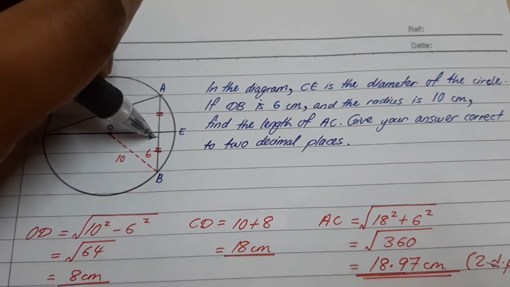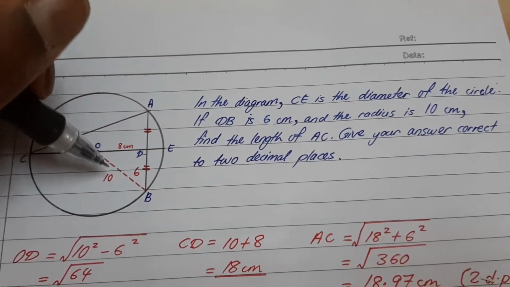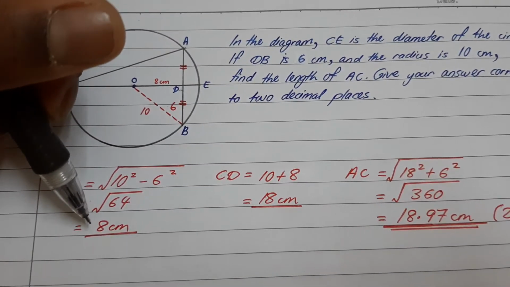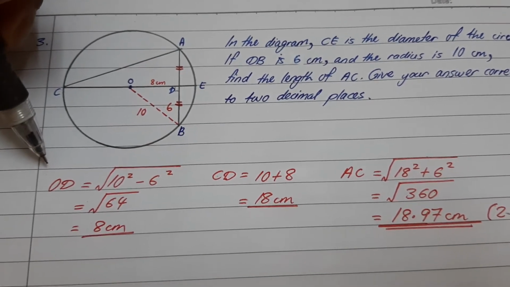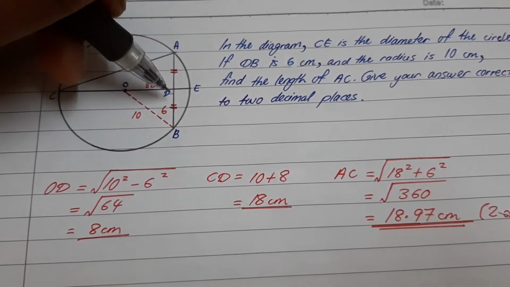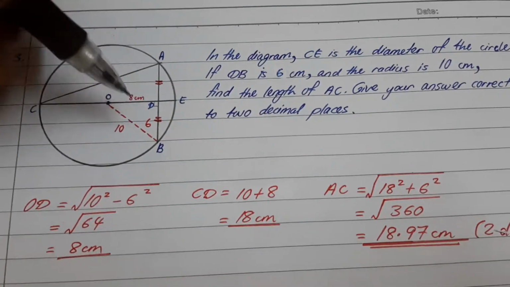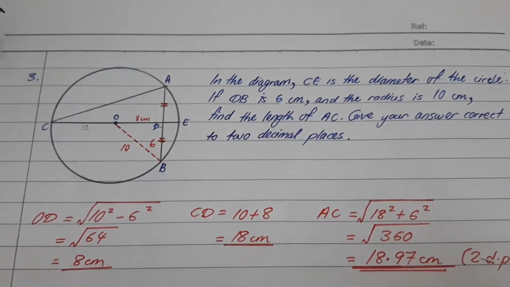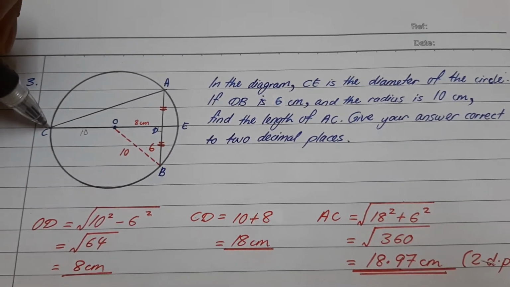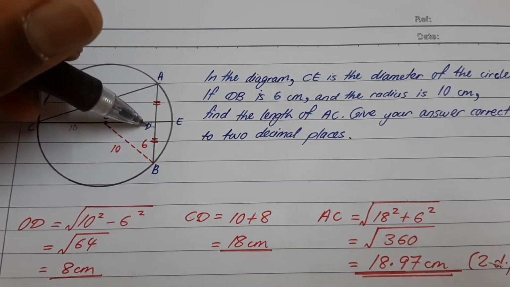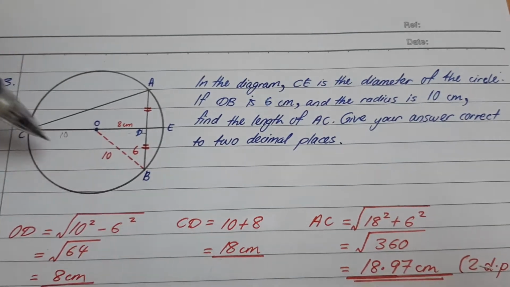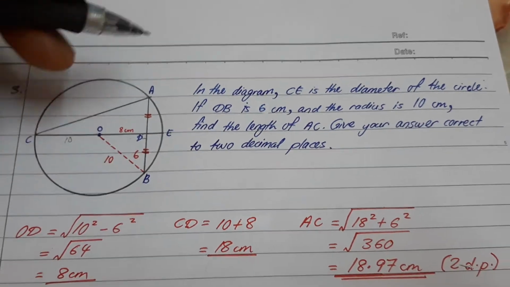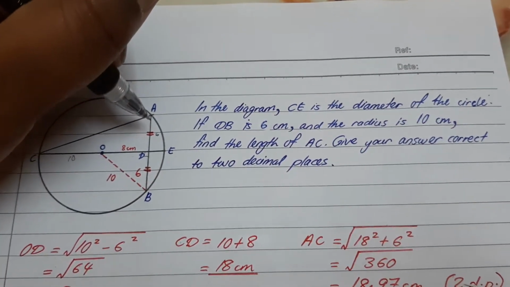If this is a right angle triangle, 10 square minus 6 square, you get 64. Square root of 64, you get 8 centimeter. That means OD is 8 centimeter. And just now the radius is 10, so OC is 10. So the length from C to D is 10 plus 8, 18 centimeters. And just now you got 6 here, which means this part is also 6.